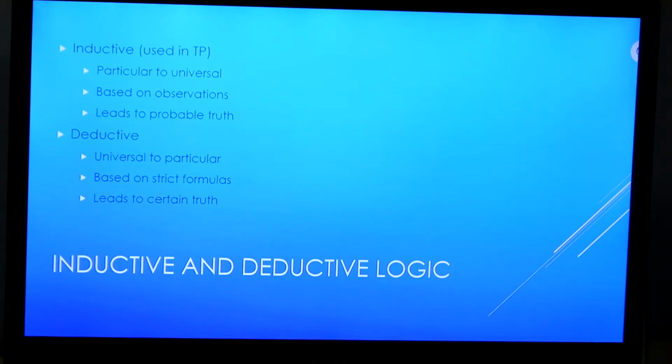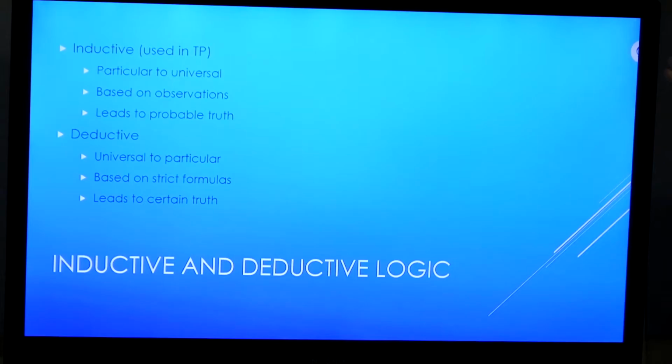So there are two types of logic, there's inductive logic and deductive logic. These are a little bit hard to understand. I took these out of the book. They're not great examples, but we can talk about what they mean.